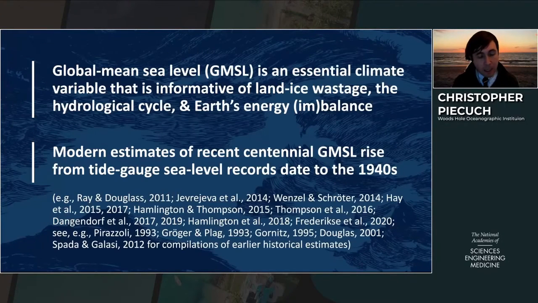Again, Ben provided me a really nice introduction here, so I don't have to do as much explaining as I was planning on, but suffice it to say, global mean sea level, or what I'll call GMSL for short, is an essential climate variable. As Ben described, global mean sea level changes can arise from one of two causes, either barystatic changes, that is you're adding or removing mass to the global oceans, or thermosteric changes, you're expanding or contracting ocean water by warming it or cooling it. And because GMSL changes arise from these two causes, GMSL is an important index of land ice wastage, the hydrological cycle, and Earth's energy imbalance, okay?